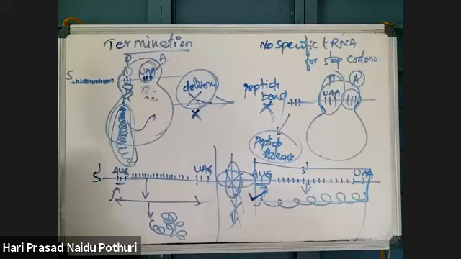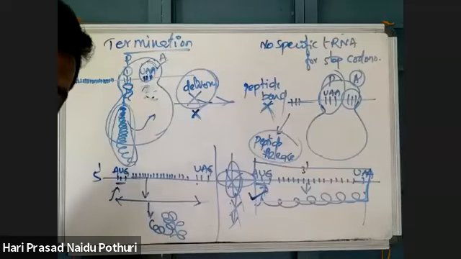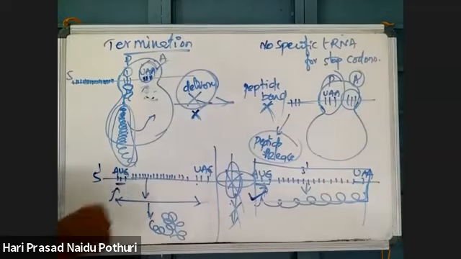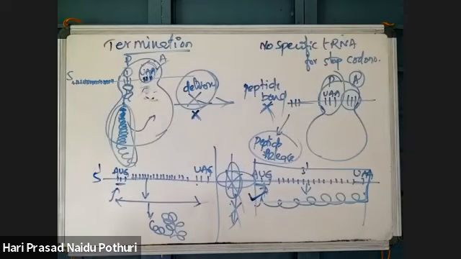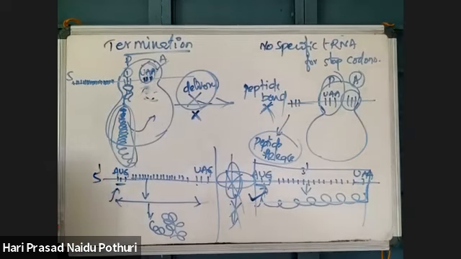Okay, understand? So based on the genetic codes present between start codon and stop codon, there will be that number of amino acids in the peptide. Let us take some example. I will give you a question.